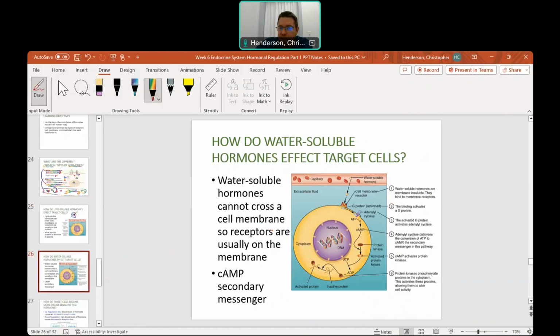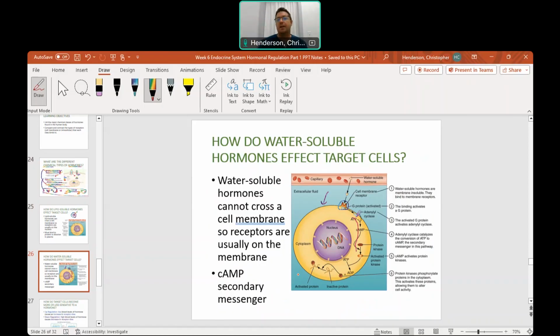Water soluble ones, on the other hand, cannot pass through the lipid membrane. So what do they have to do? They have to bind to a receptor on the outside that's going to then influence the inside of the cell to do whatever that hormone was telling it to do. So what's the difference? You have water soluble, you have fat soluble. Water soluble ones can be transported in the blood freely, but when they get to the cell membrane, they've got to bind to a receptor on the outside. So they're going to tell the target cell what to do.